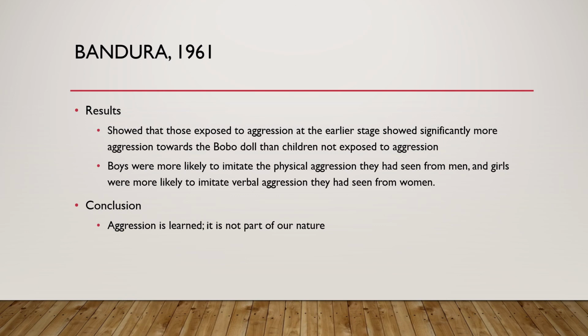So what it showed was that those exposed to aggression at the earlier stage showed significantly more aggression towards the Bobo doll than children not exposed to aggression. And boys were also more likely to imitate the physical aggression they had seen from men, girls more likely to imitate aggression they had seen from women. And so it shows a sort of social categorization taking place. And they're also identifying themselves based on these grounds to follow the behaviors of those from the same group, right? They're developing in-group, out-group relationships because boys are following boys, girls are following girls.